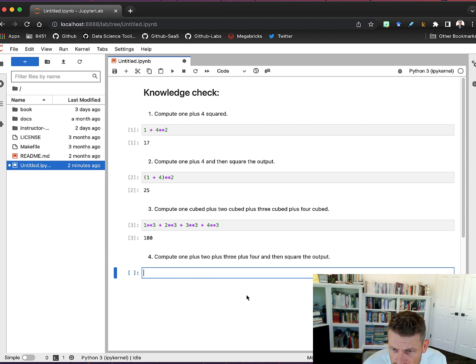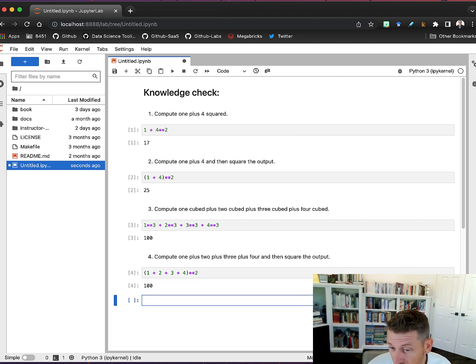Now, number 4 is compute 1 plus 2 plus 3 plus 4, and then let's square that output. So again, we want to ensure that the addition happens before we get to the squaring. So we just want to do, right, it was 1 plus 2 plus 3 plus 4. We're going to do that first, and then we're going to go ahead and square that output. And for that, we happen to get the same results, 100.